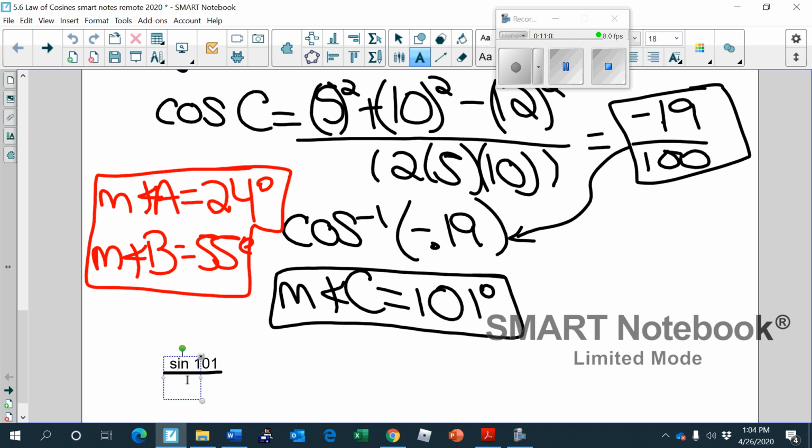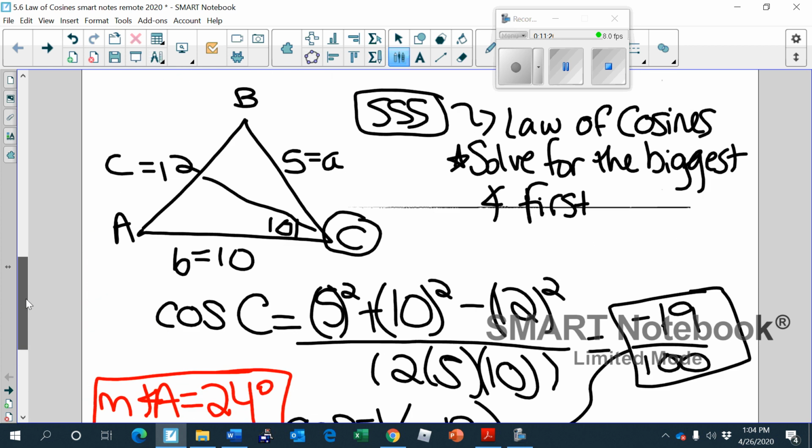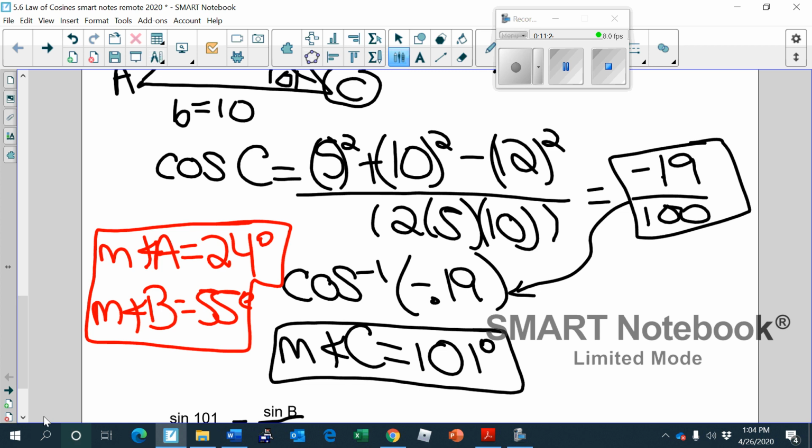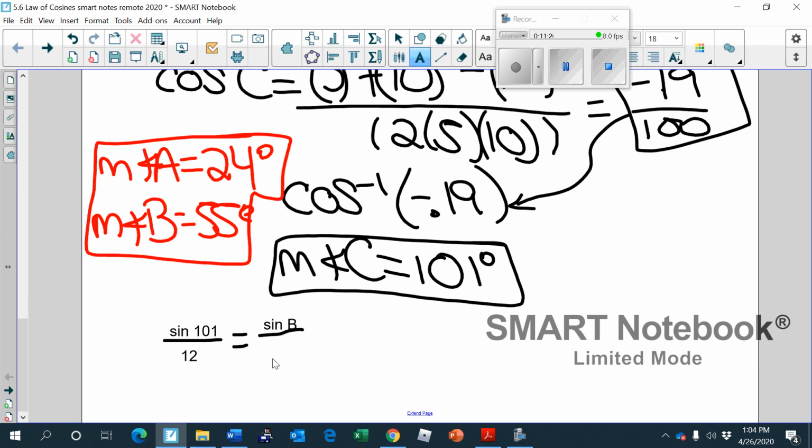I'm doing this a little neater for you guys. Over 12 is equal to, let's solve for, I don't know, sine B. It doesn't matter at this point. So let's do sine B over, and what side does angle B go with? Let's take a look. Angle B goes with 10. Okay, so put that over 10. All right, so here we go. I know these notes are a little long, so you can pause it and come back to me if you need to.